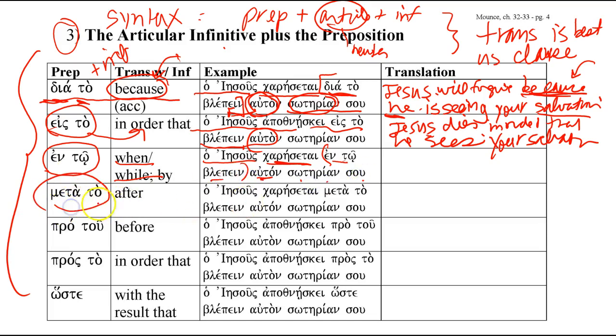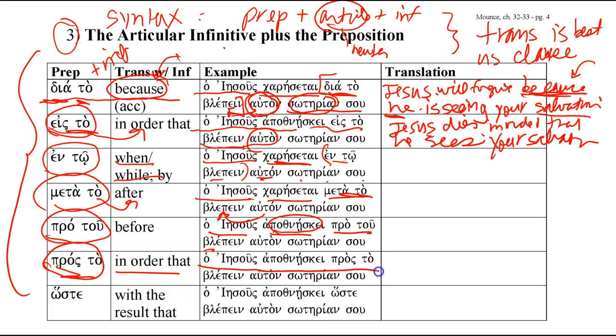What about meta? It means after. So Jesus will forgive after he sees your salvation. Pro tou, Jesus dies before he sees your salvation. I used apothnesko here instead of hilasetai. Pros to, in order that. So here we have two ways to do in order that. Eis to or pros to. Jesus dies in order that he sees your salvation. And hoste, which is translated with the result that. Jesus dies hoste blepein, with the result that he sees your salvation.